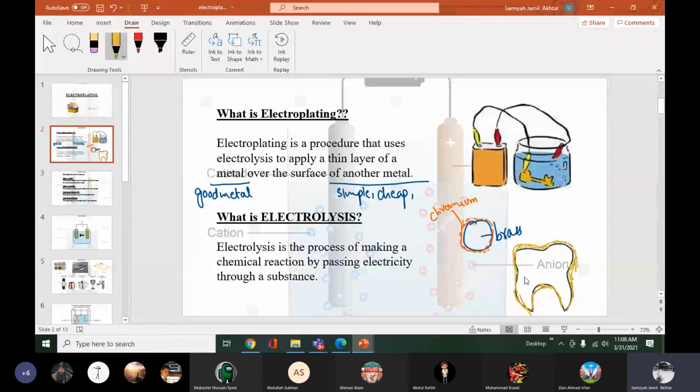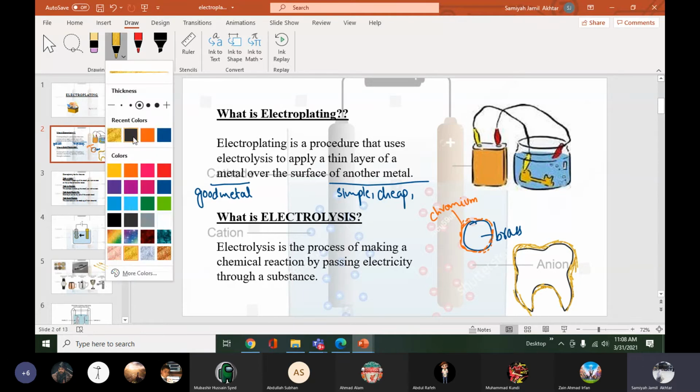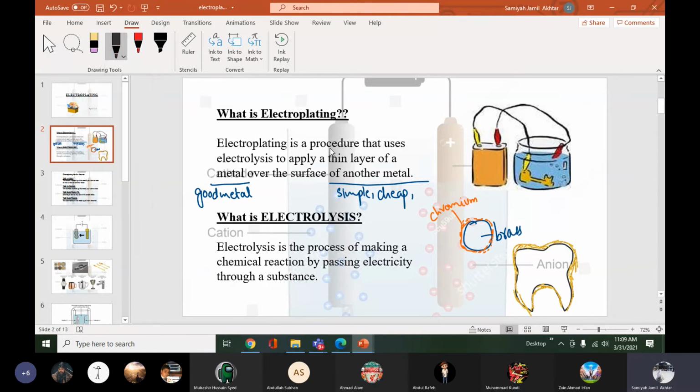Okay, so we do this with the help of electrolysis. So how do we do this? This is electroplating. The definition of electroplating: electroplating is a procedure that uses electrolysis to apply a thin layer of a metal over the surface of another metal. Have you understood the definition? Yes, ma'am.